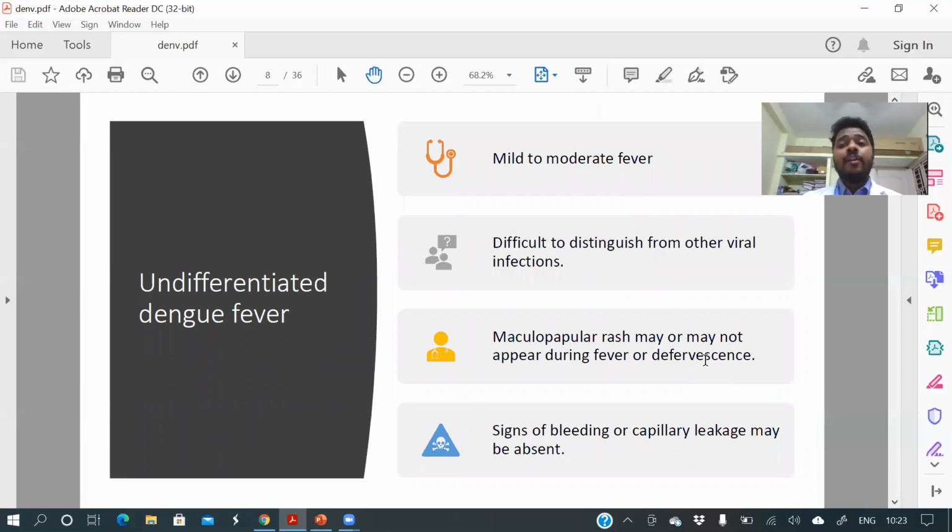Undifferentiated dengue fever: there will be a mild to moderate fever, difficult to distinguish from other viral infections like a normal URI and other viral gastroenteritis. A maculopapular rash may or may not appear during fever or effervescence, and signs of bleeding or capillary leakage may be absent.